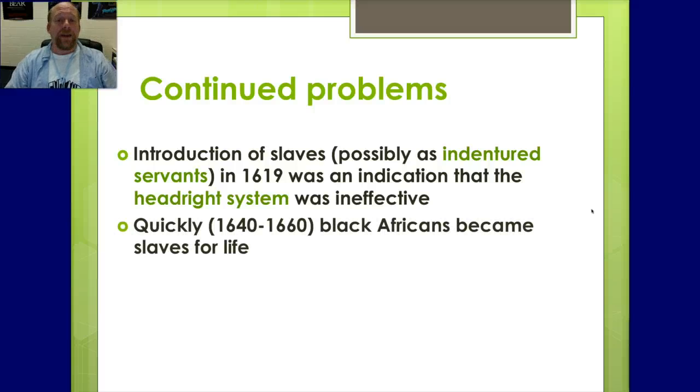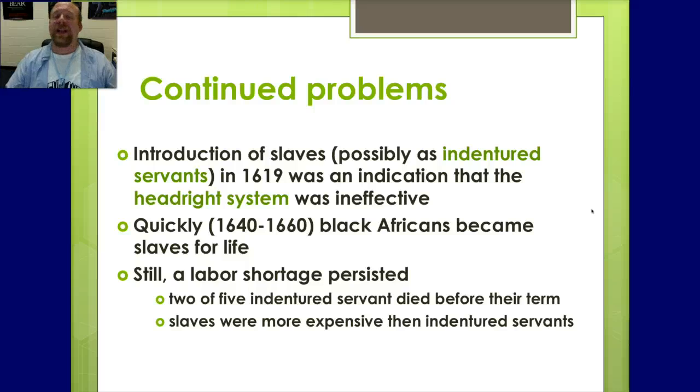But black Africans became slaves for life back then, back in the 1640s. So you think slavery in the 1850s, 1860s? No, slavery was here when we landed. Okay, actually Columbus had slaves. Then there was still a labor shortage. Think about it. 2 out of 5 indentured servants died before they were finished. So they had a debt to pay. They died. They couldn't collect the debt. So they had to fix that.